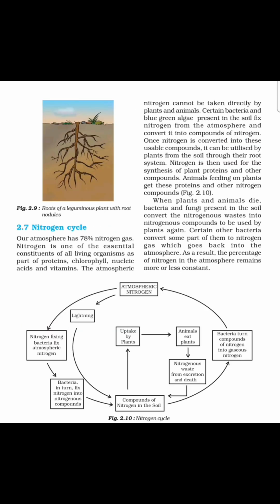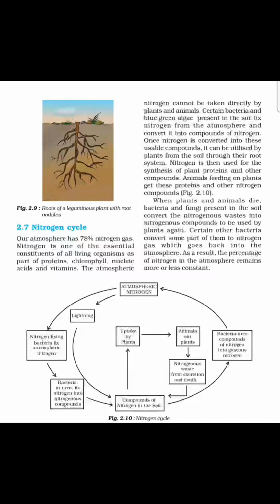Now we will study the nitrogen cycle. Our atmosphere is made up of about 78% nitrogen gas. That's a huge amount of nitrogen. But here's the catch: plants and animals cannot directly absorb and use this atmospheric nitrogen. It's in a form that's not accessible to them. This is where our microbial friends come in to save the day.